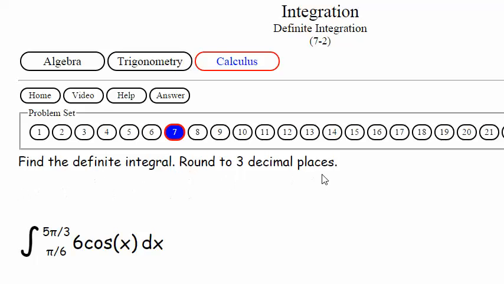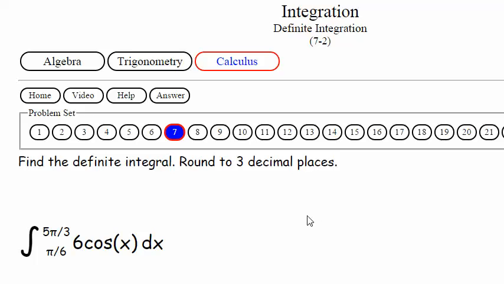Find the definite integral, round to 3 decimal places. Okay. We got the integral from pi sixth to 5 pi thirds of 6 cosine x dx. Let's just write all that down. 5 pi thirds is 300 degrees, pi sixth is 30 degrees, right?